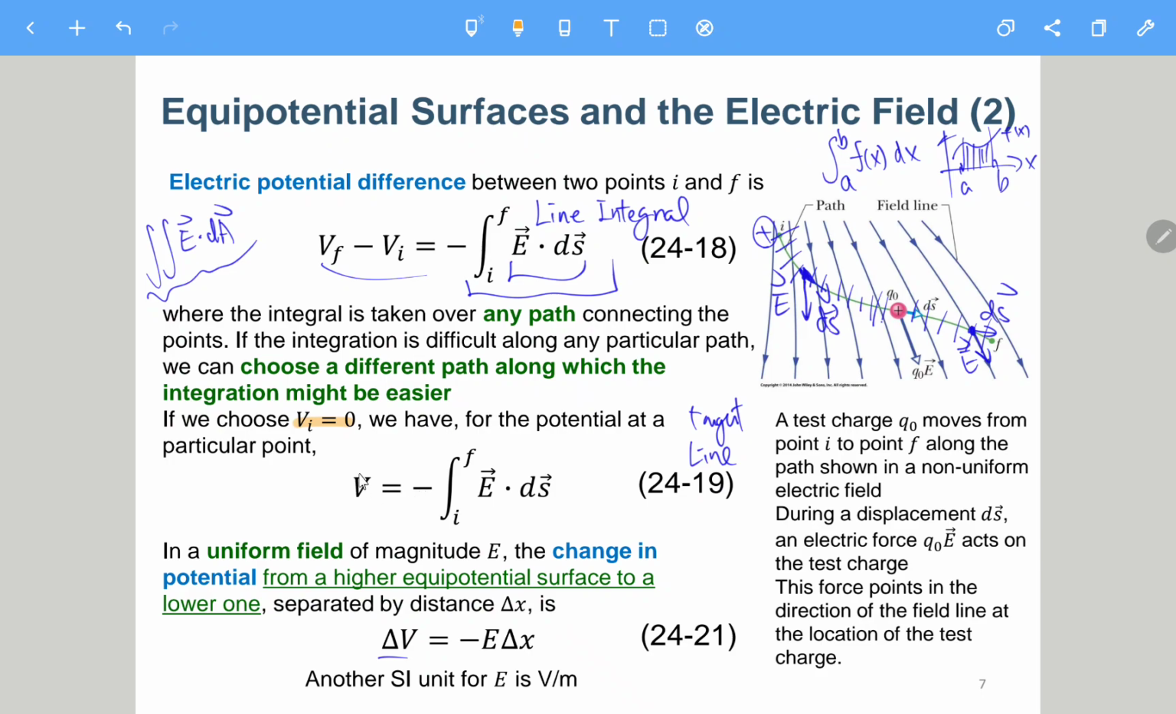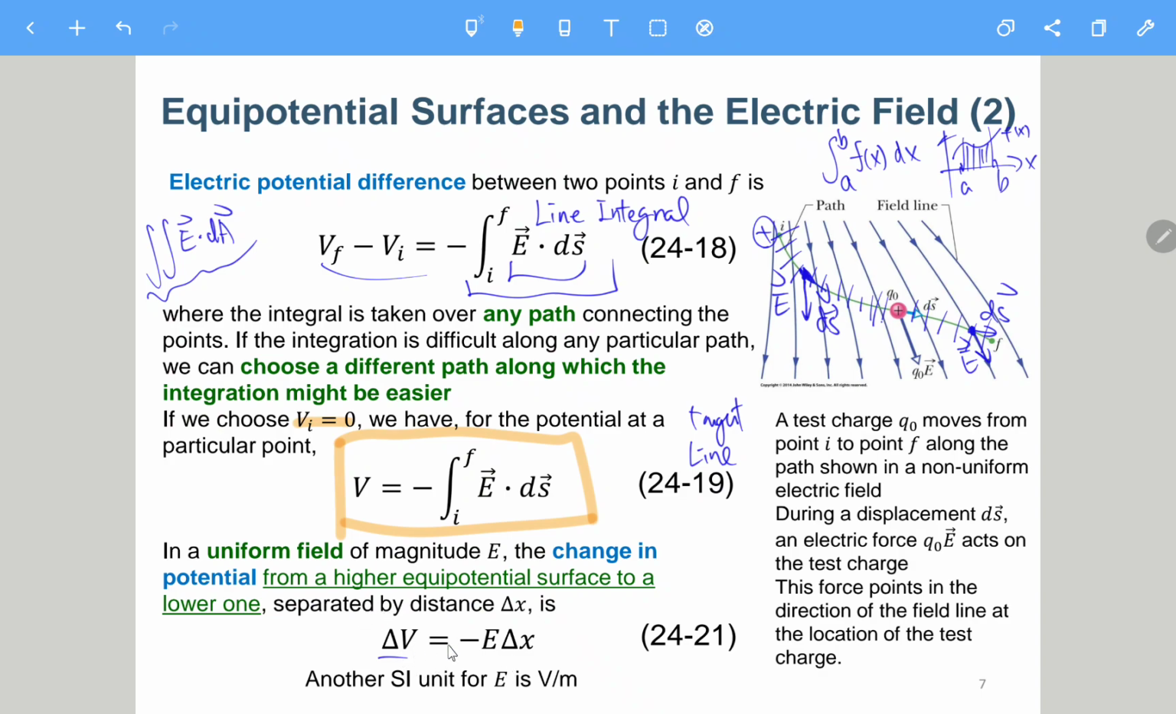So here it's V equals negative the integral from i to f of E dot ds. This is an important relationship between the electric potential and the E field. Of course, in high school physics, I think you should have learned this before, but not the integral form. In high school physics, you should have seen this expression.